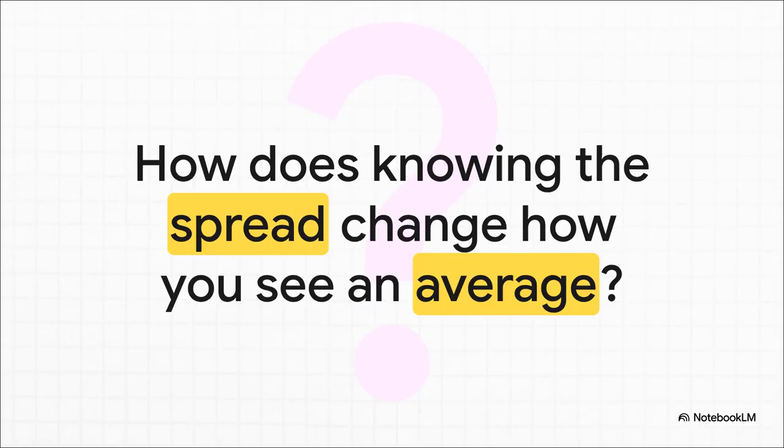So we've come full circle. We started with 2 theme park rides that looked exactly the same because they had the same average wait time. But now we have the tools, range, standard deviation, variance, to see the whole story. The big takeaway here is that an average, all by itself, can be really misleading if you don't know its variation. So the next time you hear an average, I hope your first question will be, that's interesting, but what's the spread?